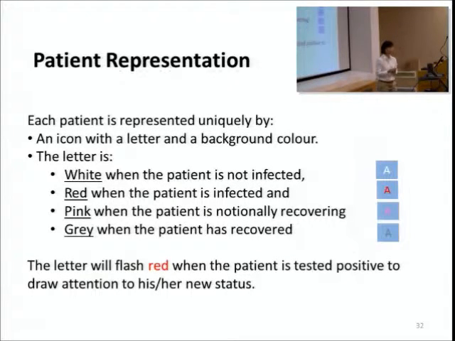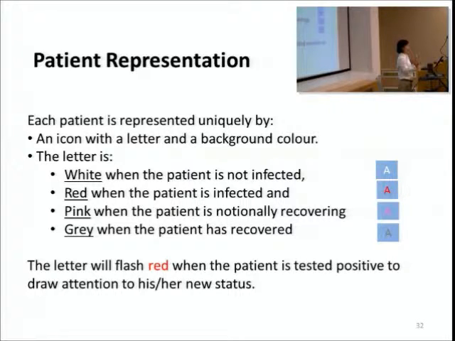I mentioned that we have 400 odd patients. We want to be able to represent individual patients, because otherwise it's meaningless to do any analysis, and we want to make it as simple as possible. So we use an icon with a letter and a background. The letter is white when the patient is not infected, healthy, red when the patient is infected, and pink when the patient is recovering. That is when we have the fade out gradually from red to pink, and then gray. We want to differentiate patients who have never been infected from those who have recovered from an infection.